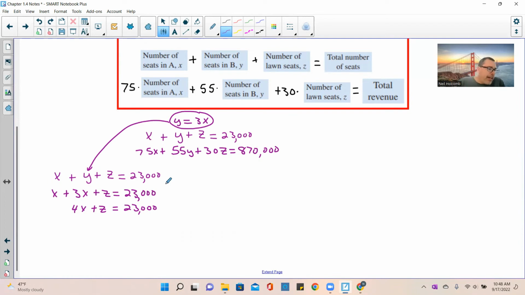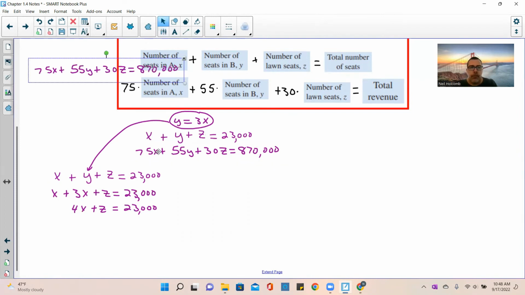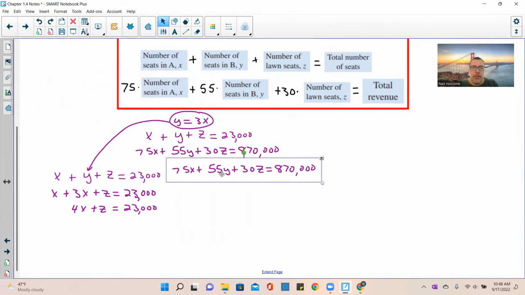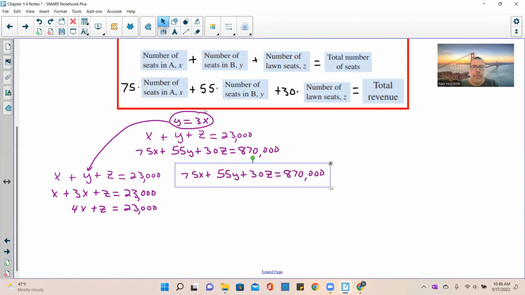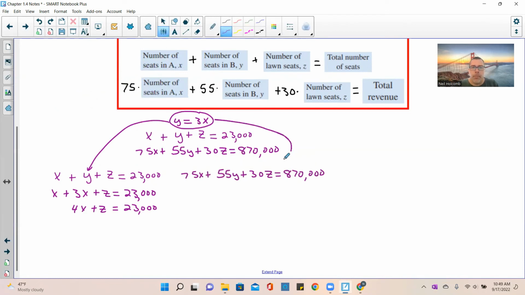So once I do that, then I take the other equation, which is right here, and substitute in my y. So I'm going to get 75x plus 55 times 3x plus 30z equals 870. Whoops, $870,000.